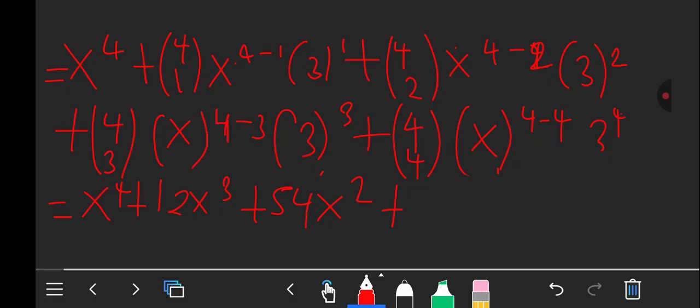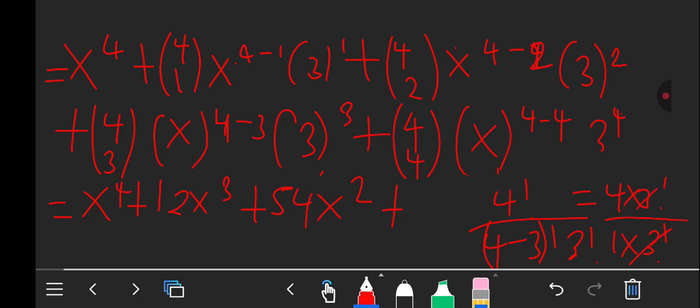Then you come to this one. When you have 4 combination 3, it is the same as 4 factorial over 4 minus 3 factorial, then 3 factorial. So 4 factorial is 4 times 3 factorial. Then at the bottom you have 4 minus 3, that is 1. 1 factorial is just 1. Then 3 factorial. So you cancel out 3 factorial and remain with 4.